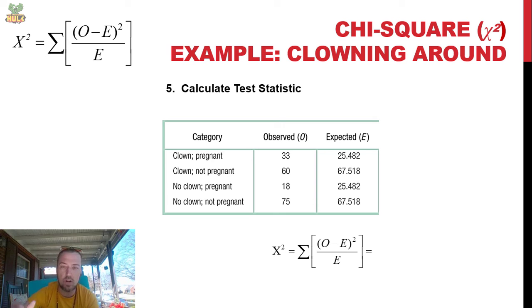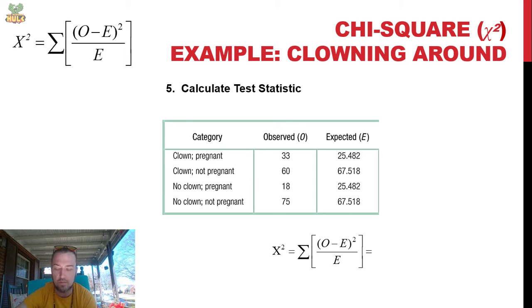Okay, so now let's load it up into our table here and calculate through. Let's put all our categories, our 4 different cells, over in the far left column where we had clown and pregnancy, clown and not pregnancy, no clown and pregnancy, and no clown and not pregnancy. Put our observed data in there, just like we've had since the beginning of this problem, 30, 60, 18, and 75. Transport over your expected values that you just calculated on the previous slide, 25, 67, 25, and 67. We now have basically everything we need.